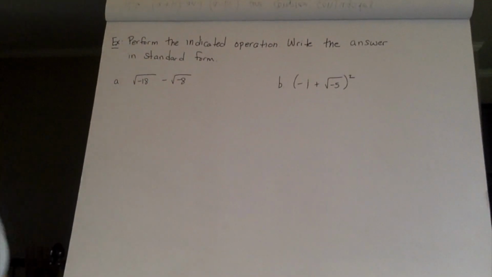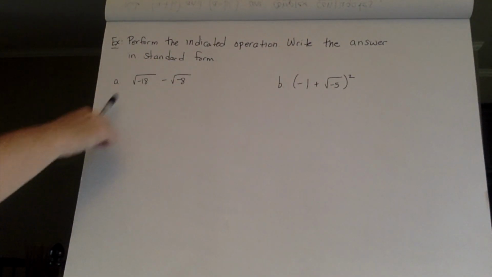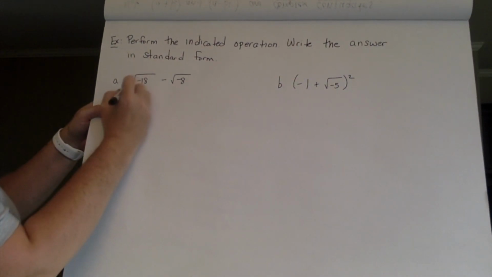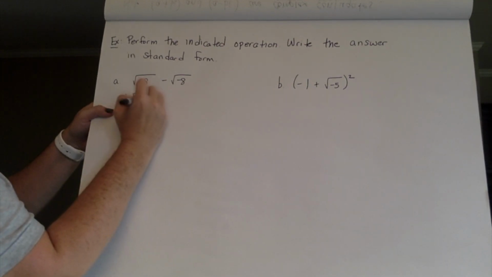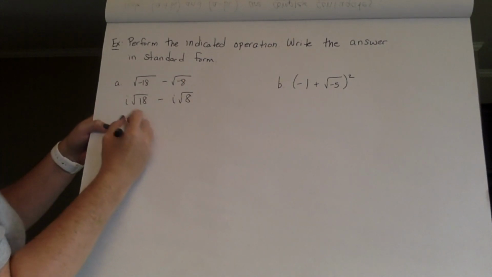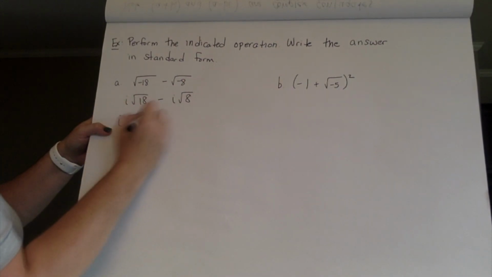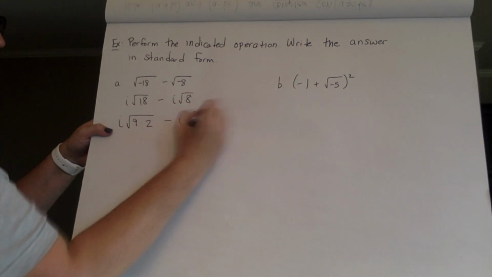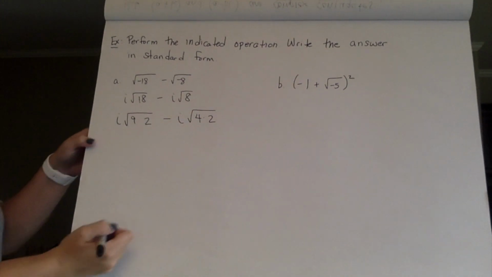All right. So just a couple of examples. Again, we're going to perform the indicated operation and write the answer in standard form. When I look at the square root of negative 18, I need to rewrite that first as i square root of 18 minus i square root of 8. But the square root of 18 is really the square root of 9 times 2. The square root of 8 is the square root of 4 times 2.